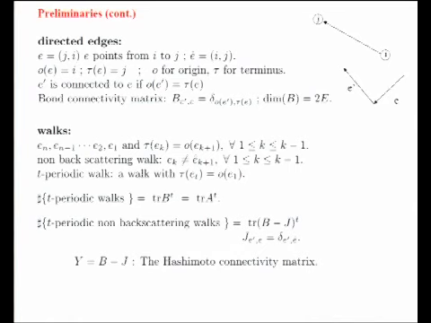We can also introduce a very important matrix, which is capital B. It is in the space of 2E, which is the number of directed edges, and it tells you if E prime follows E. So it is the edge connectivity. We can speak about walks. A walk is a sequence of edges which are connected, one after the other.